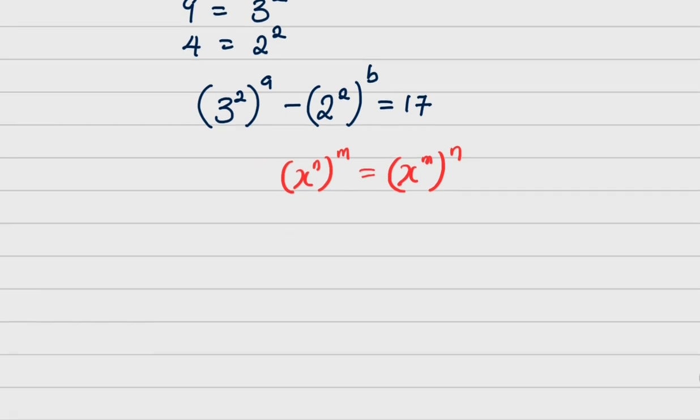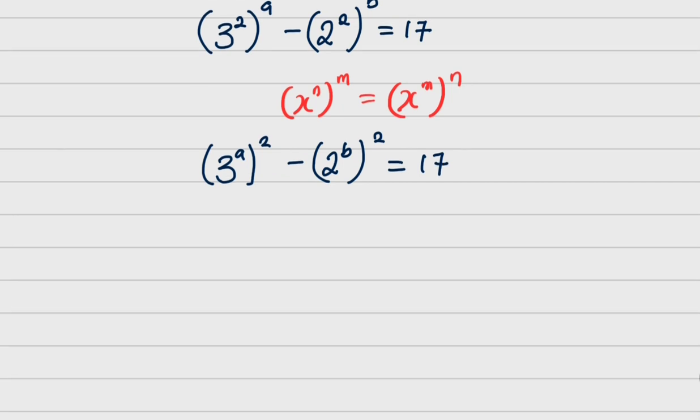Okay, multiplication is commutative, so whether m times n or n times m is still the same. So once I know this, I can write this as 3 raised to power A all squared minus 2 raised to power B all squared is equals to 17. Now it's taking shape and now it's looking like something that has to do with difference of two squares. All right. So what will I do now?